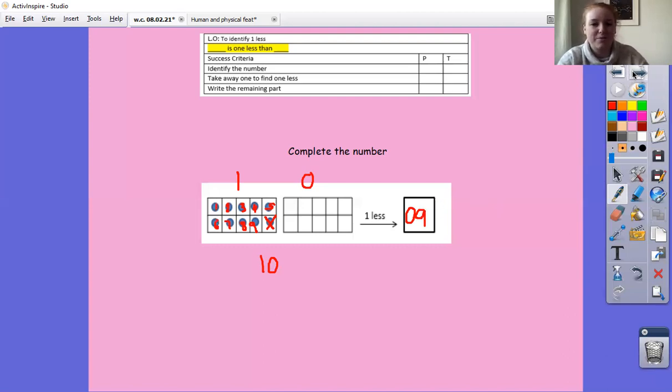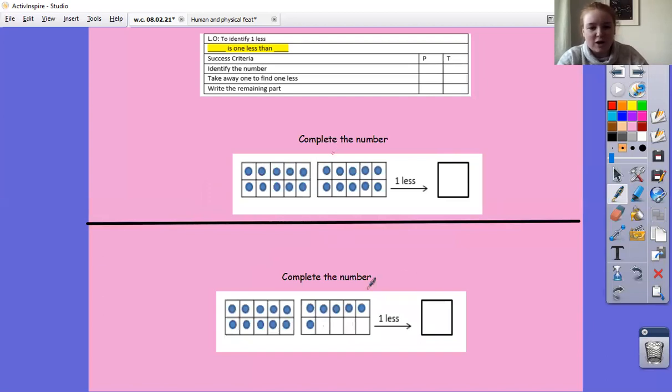Brilliant. Okay. So I'm going to do this one, and you're going to have a go at this one on your own. So what number is this? Let's identify this number first. How many complete 10s frames do we have? Like I said, this is a complete 10s frame here. So that's 1 ten.